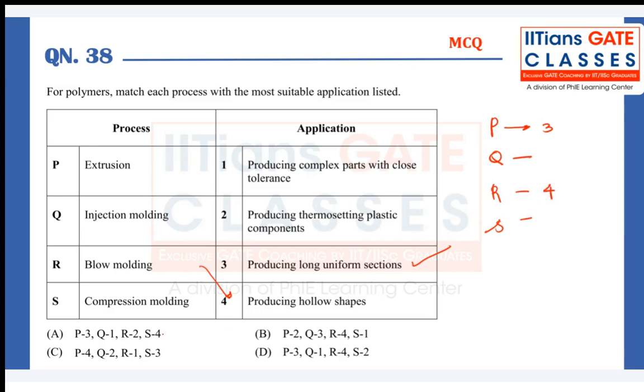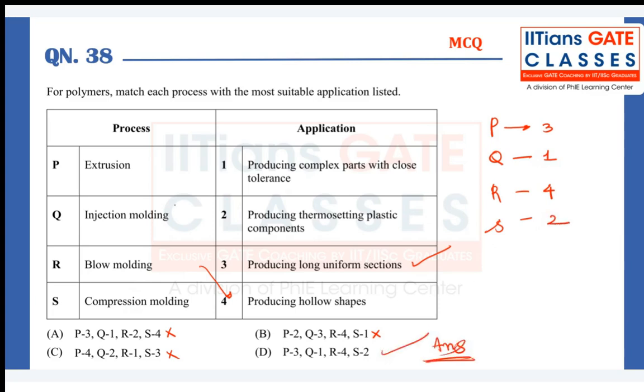Now here P3 R4. So any option that does not have P3 R4 you can eliminate. If you know any two, it is possible to find out the rest. Now injection molding is used for producing complex shapes, so Q is 1. Now S is compression molding, producing thermosetting plastics, and this is going to be 2. Now this will be the answer.